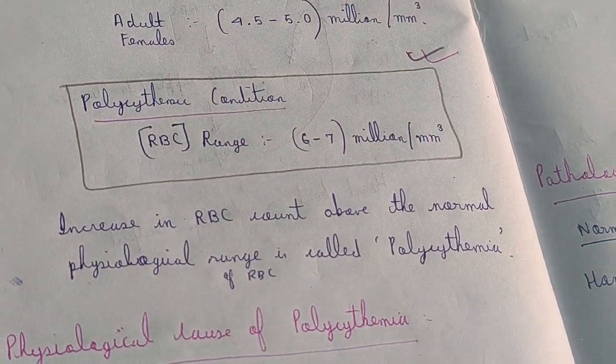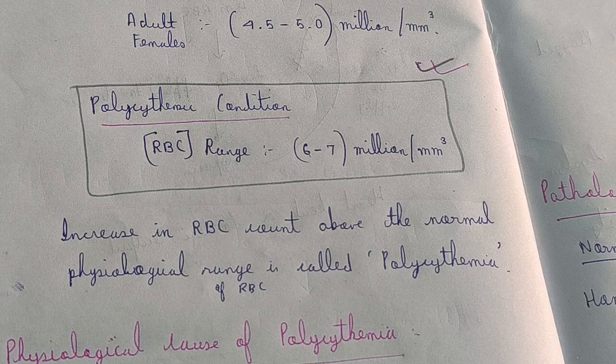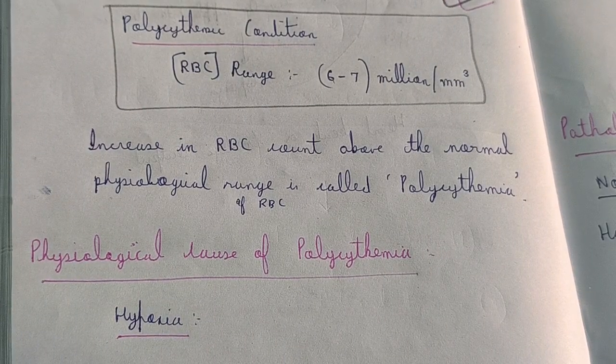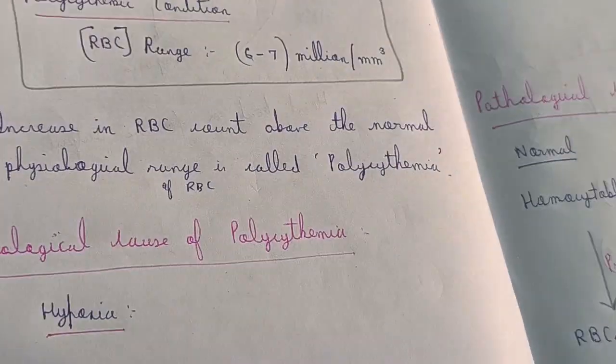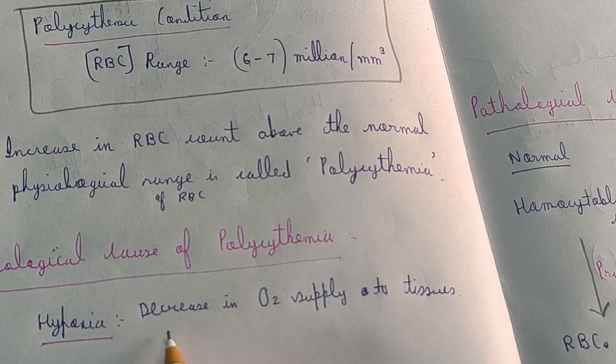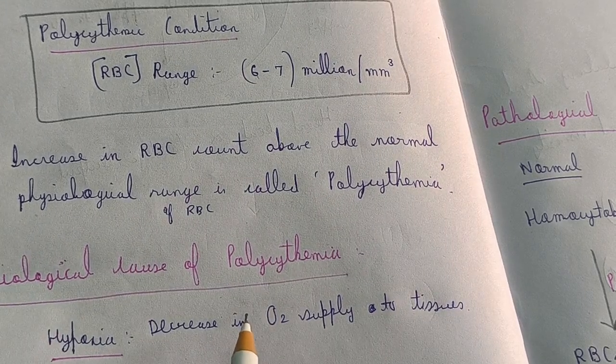First of all, the physiological cause. Before understanding the physiological cause, I also taught you about hypoxia in erythropoiesis. Please try to recall and write the definition of hypoxia, and then come back to the video. Have you written? Okay. So what is hypoxia? Hypoxia is simply a decrease in oxygen supply to tissues, or if someone has written a decrease in oxygen availability to tissues, it is also okay.